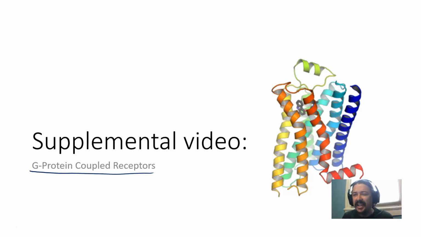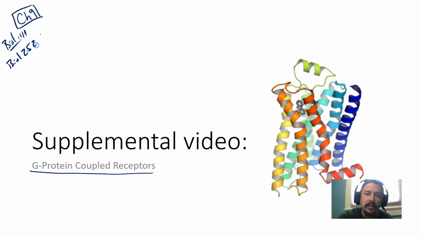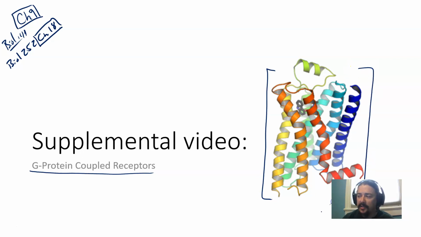You may or may not have covered this in Chapter 9 if you took Biology 141. Chapter 9 talks about cell signaling mechanisms, and it might have talked about this. Also, if you go on to take A&P 2, Biology 252, and discuss Chapter 18, depending on the level of detail that your instructor covers, you may or may not talk about G protein coupled receptors. So, why is this important, and why am I bringing it up in the special senses?